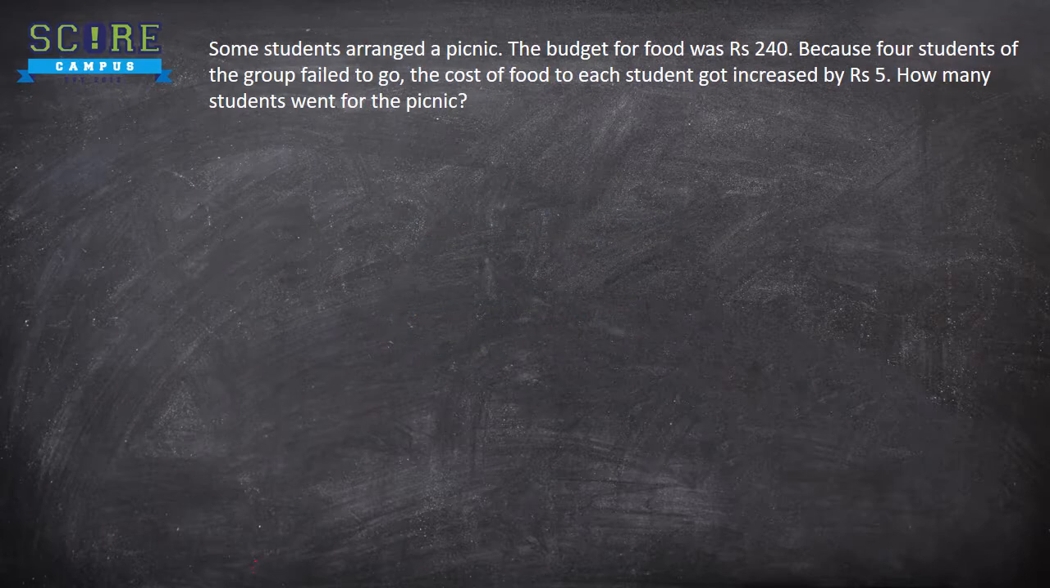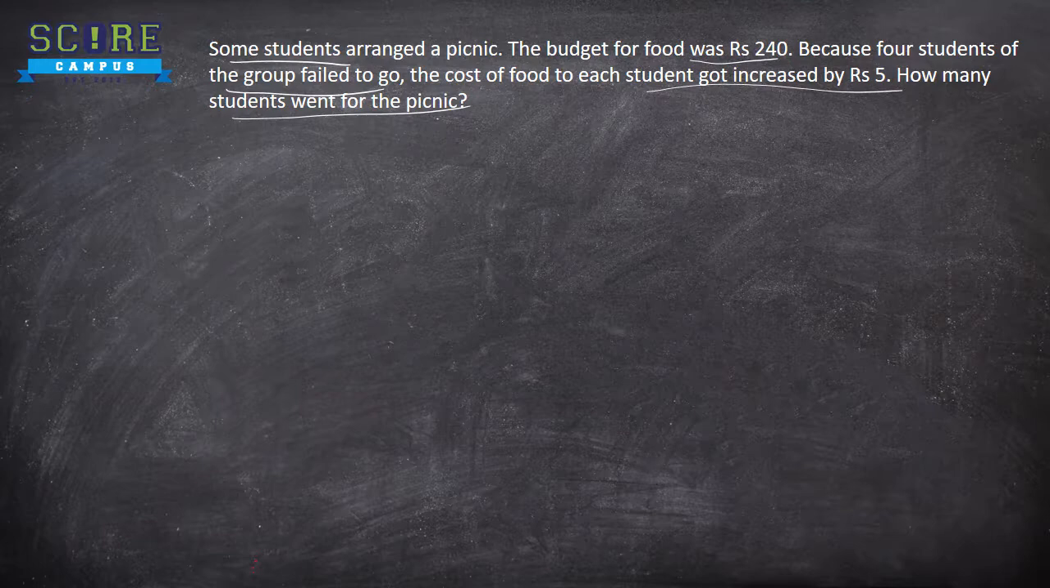So in these questions, there were some students arranged for a picnic. The budget for food was 240 rupees. Because four of the students failed to go, the cost of food to each student got increased by 5 rupees. How many students went for the picnic? Now, if you still do not understand the question, please pause the video at this point and understand the question first before we go on with the solution. All right? So let's get started.